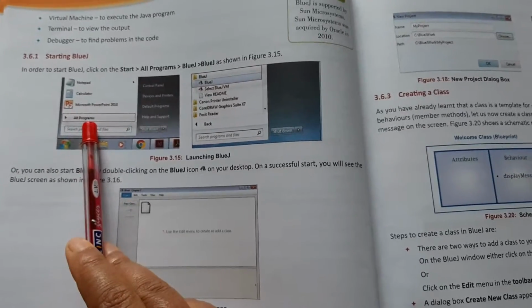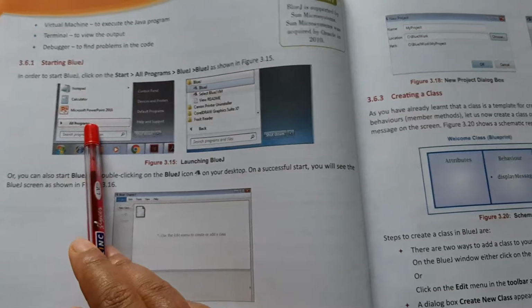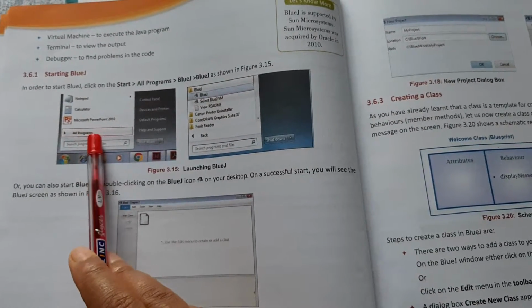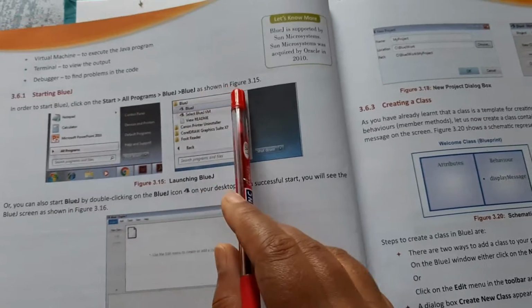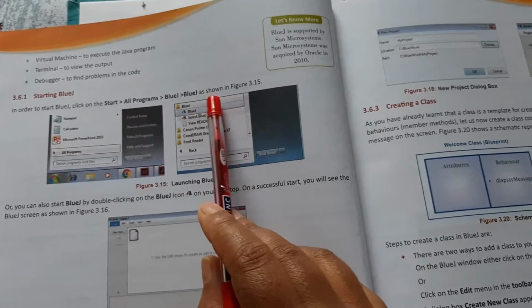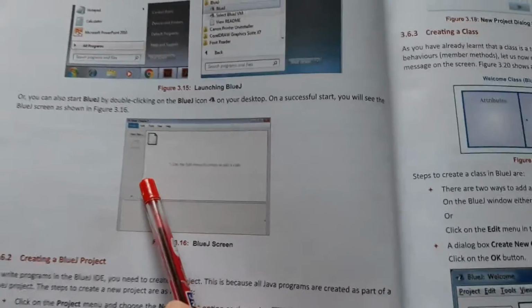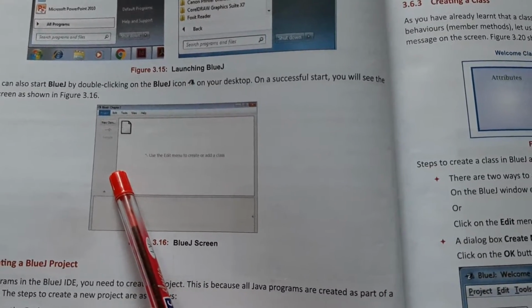The first step, as soon as you are on the computer, when you go to the desktop option, you will see all programs. Okay, you have to click on this all programs, then go to the BlueJ option, and then after clicking on the BlueJ option, you will get this page. If you see this page, you have it here like this.